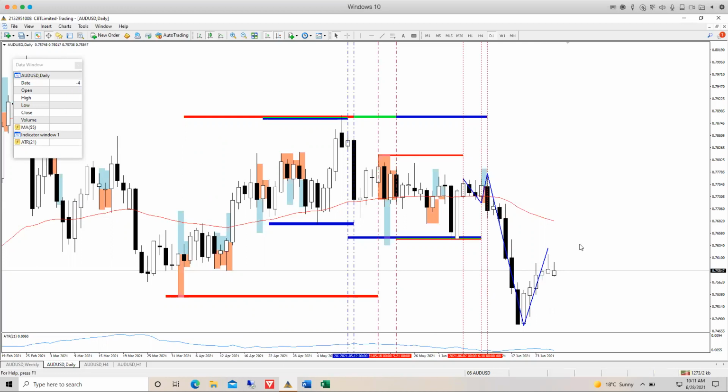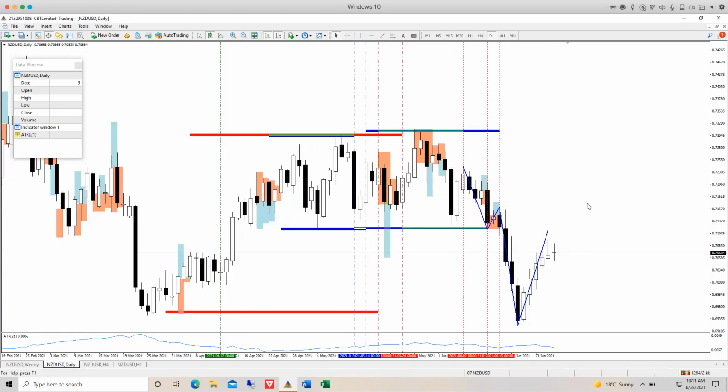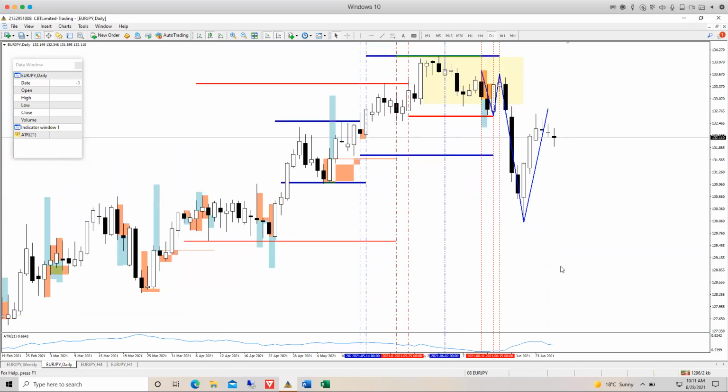So another one to look out for. It's still very much an intact bearish trend, albeit the fact that we are in a phase 2. Same thing on Kiwi, almost exactly the same picture, basically. So keep an eye on those. A good example of, again, where you just got to be careful of not overextending yourself.